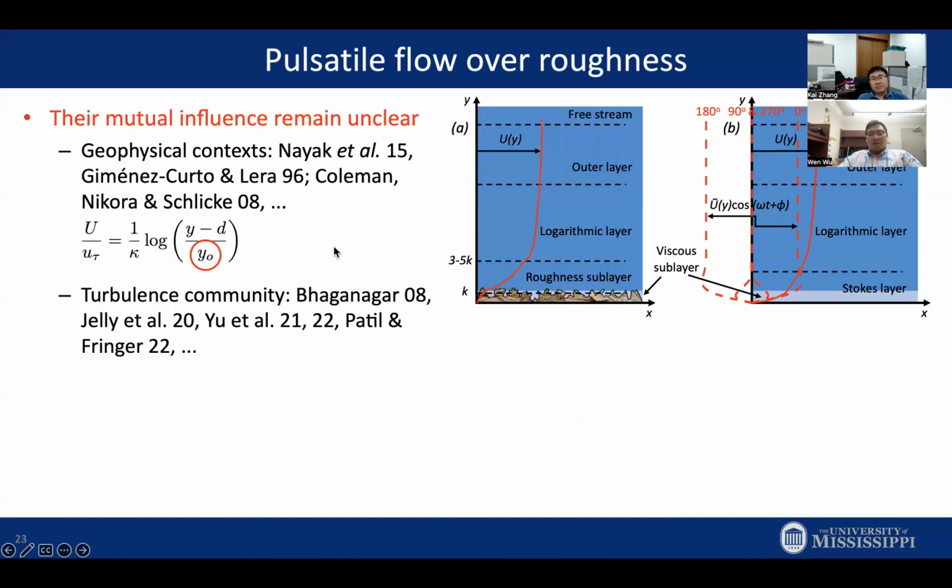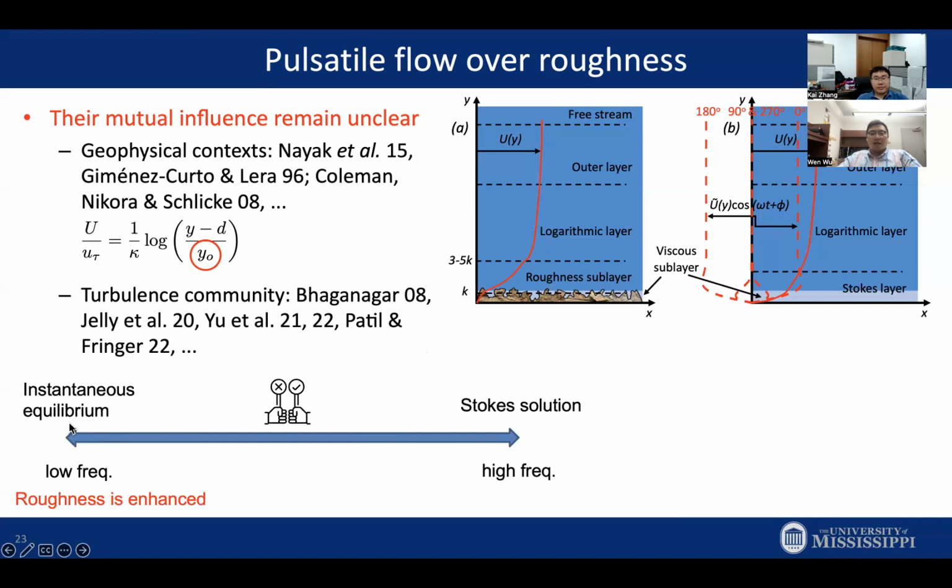Then my concern is, what if the roughness works with the Stokes layer? There have been some studies, especially in the geophysical context, like ocean geography specialists, and people have been, again, focusing on identifying the roughness length scale and trying to use this law. And we already showed you one example that this law is not valid anymore. And in the turbulence community, there has been some fantastic work simulating pulsatile flow over roughness. But we think there's still more work to be done. Their conclusion is basically the same as the smooth wall. One additional observation is that the roughness effect is enhanced at low frequency. So this is still largely unexplored.